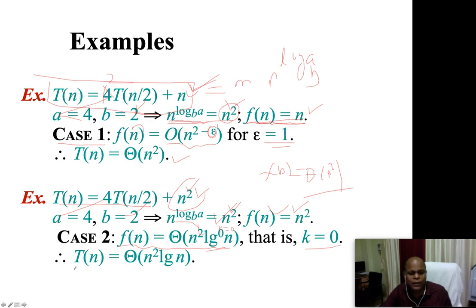Now what will happen? You can say that T(n) is equal to theta of n square log to the power k plus 1 n. That means here k is equal to 0. Hence it is equal to n square log n.